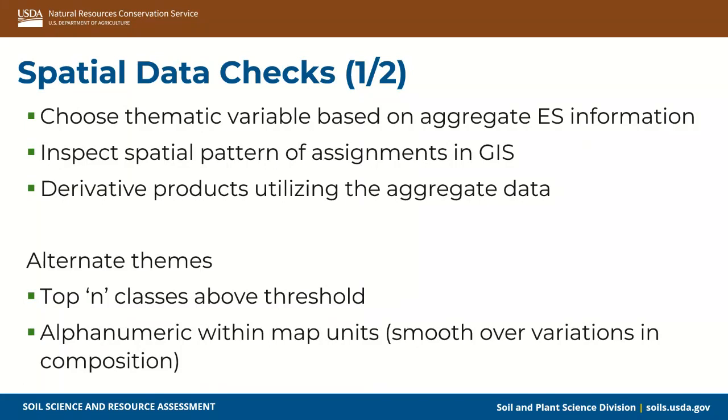And then the idea here is that you would generate some sort of a list or areas of interest to look at, and you would be able to inspect those spatial patterns in the GIS of your choice. And then we can also create different derivative products using these types of aggregate information. As I mentioned, some of the alternate types of themes that I have in mind are the top 4 classes, or the top number of classes above some threshold, or some sort of alphabetical or ordinal sorting of those concepts to smooth over variations in composition.